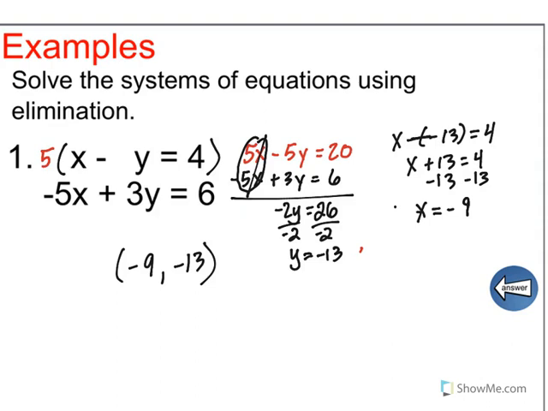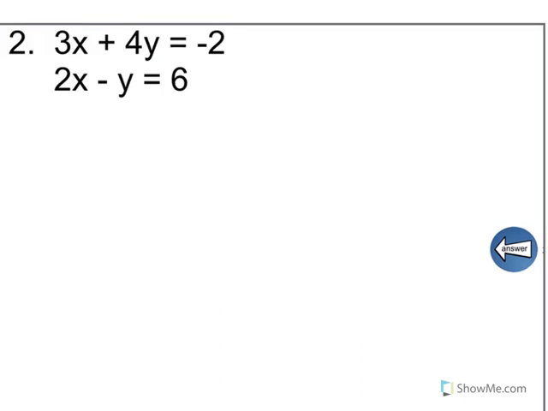And then as usual, to check, you could plug in negative 9 and negative 13 into both equations to make sure that the statements are true. Here we have 3x plus 4y is equal to negative 2, and we have 2x minus y is equal to 6. Again, in order to eliminate, we have to have a common coefficient.